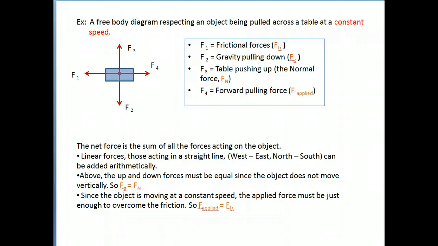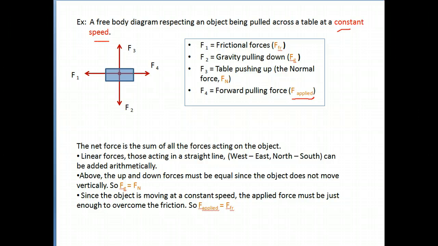Next, we have a free body diagram representing an object being pulled across the table at a constant speed. So that's important here in this example, that it's being pulled at a constant speed. So we have a force of friction resisting the movement. We have the force that's being applied, the pulling force. So we sometimes call that, or we will call that, the force applied. We have a force of gravity here pulling it down.